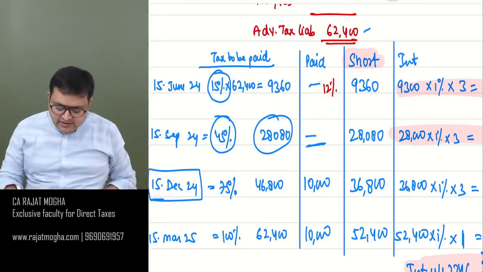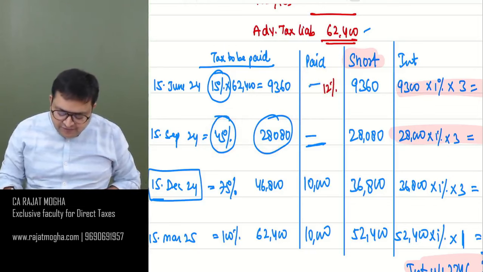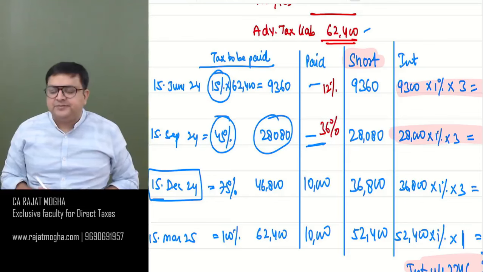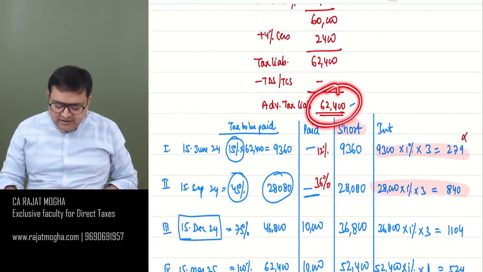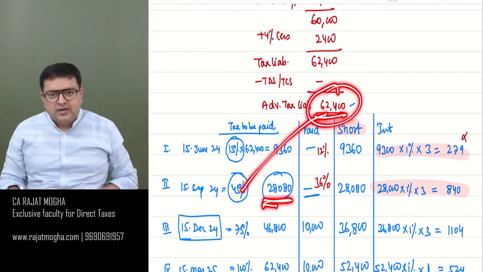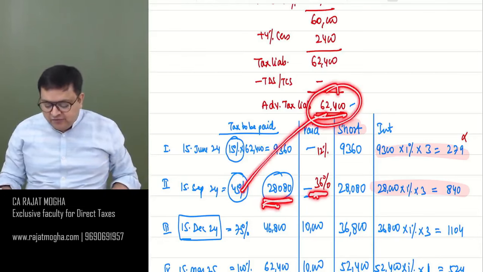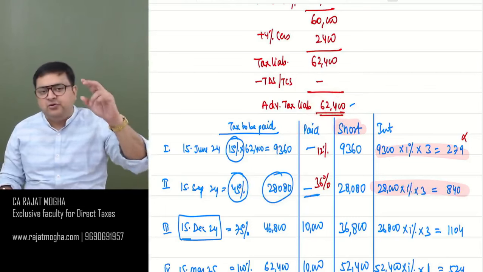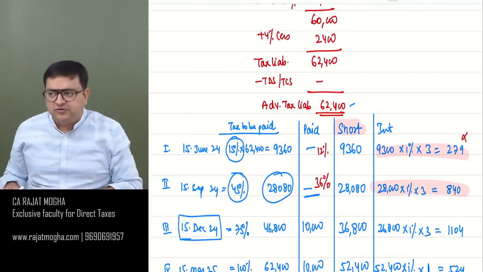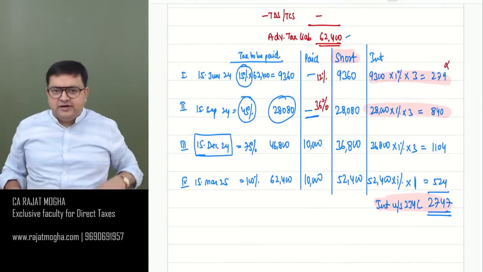Got it? Here, the relaxation is we need 45%, but even if you would have paid up till 36% at least. We require advance tax liability 62,400 into 45%, which is 28080. But if you would have paid 36% also, then I would not have charged this. So these two relaxations are only in the first two installments in 234C, not in the third and fourth installment. 12%, 36%, not that important, but yes, you can write it.